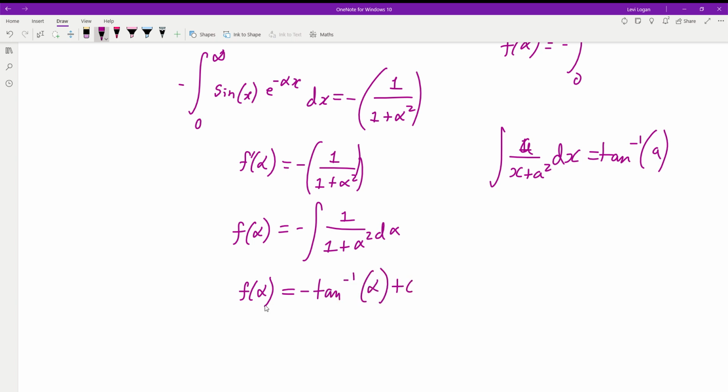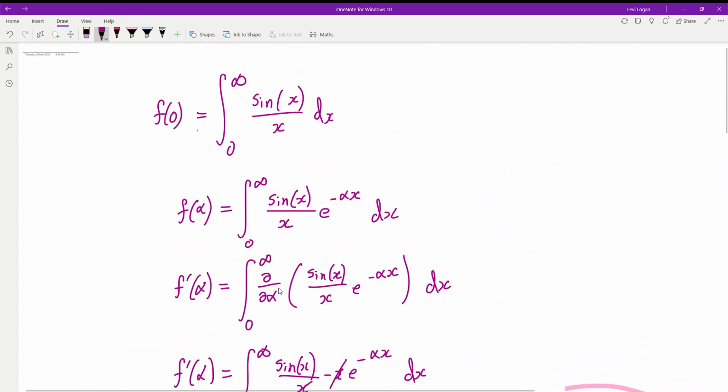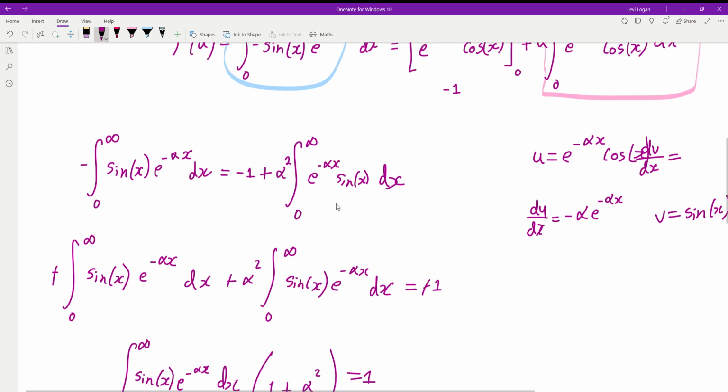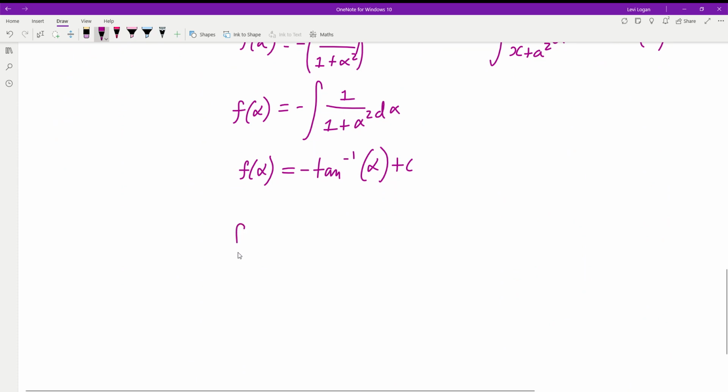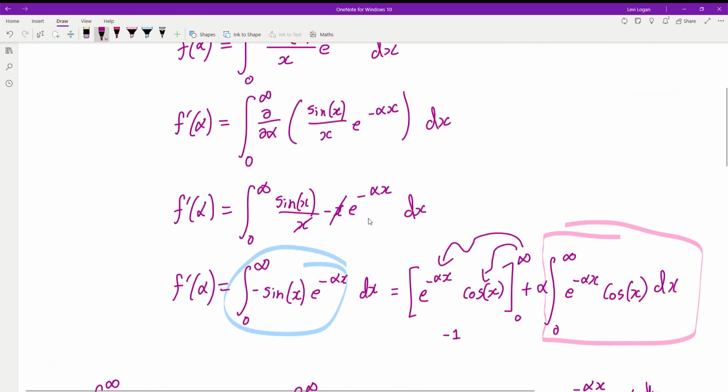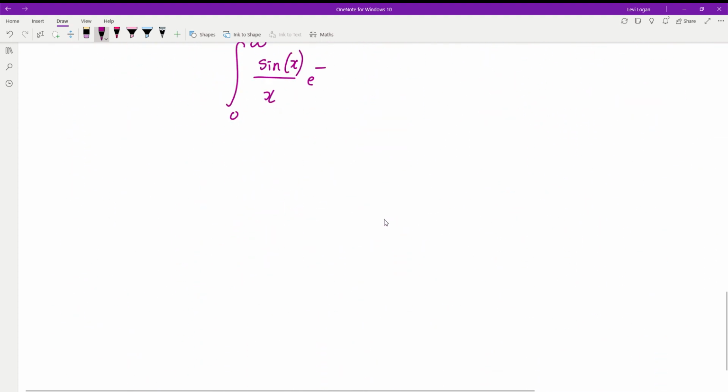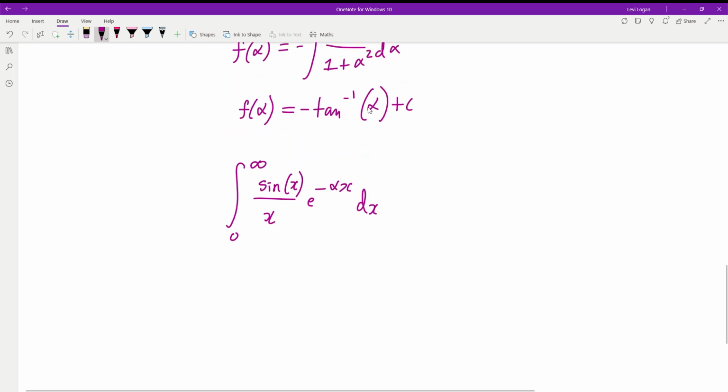Now we know what f of alpha is. We wrote it up here. It's this: the integral from 0 to infinity of sine of x over x e to the negative alpha x dx. It's equal to negative arctan of alpha plus c. Now, we're almost done. We just got to work out what this c is.